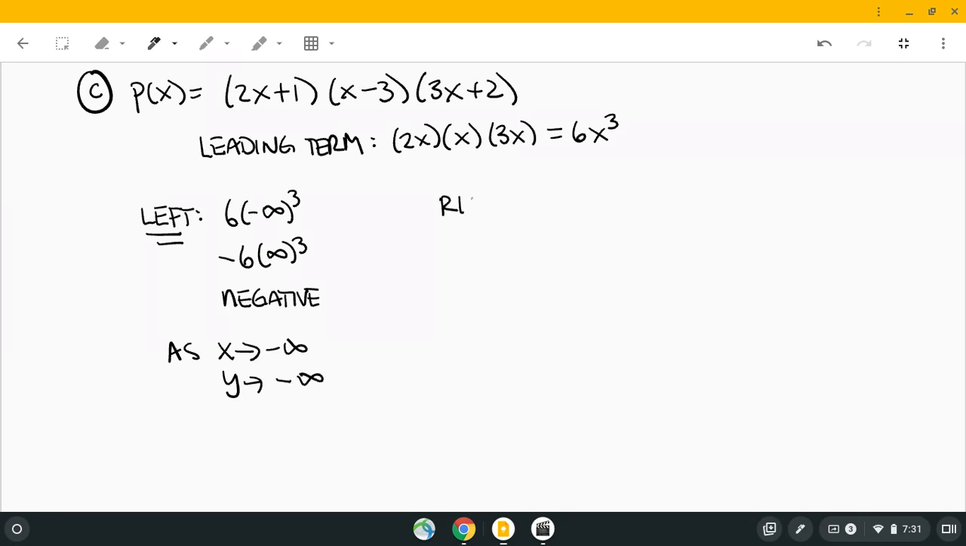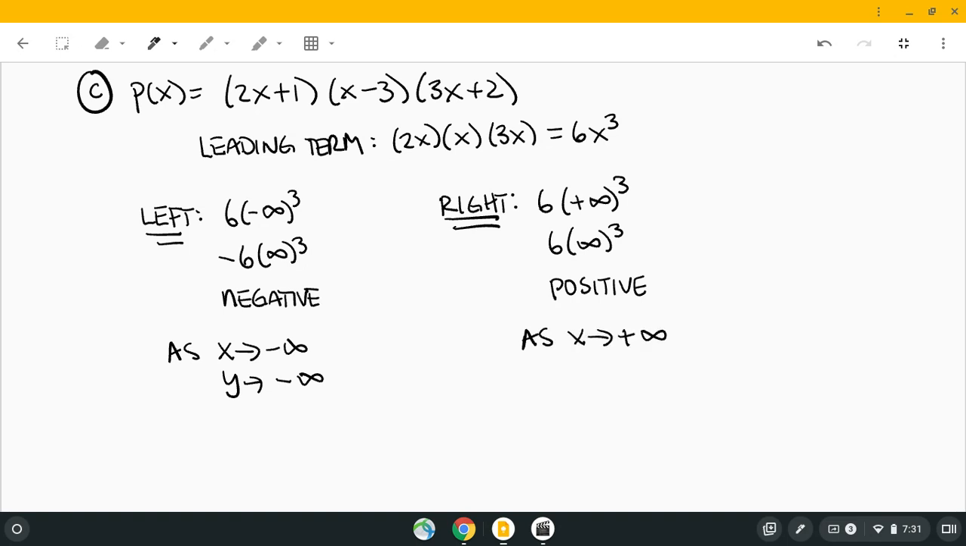Okay, the right-hand behavior. So that's where x's go towards the positives. So I'll plug in positive infinity to the third power. Positive to the third power is positive. And then we have our infinity to the third. All right, so this is going to be positive. All right, so as x goes towards the positives, our y values go towards the positives.